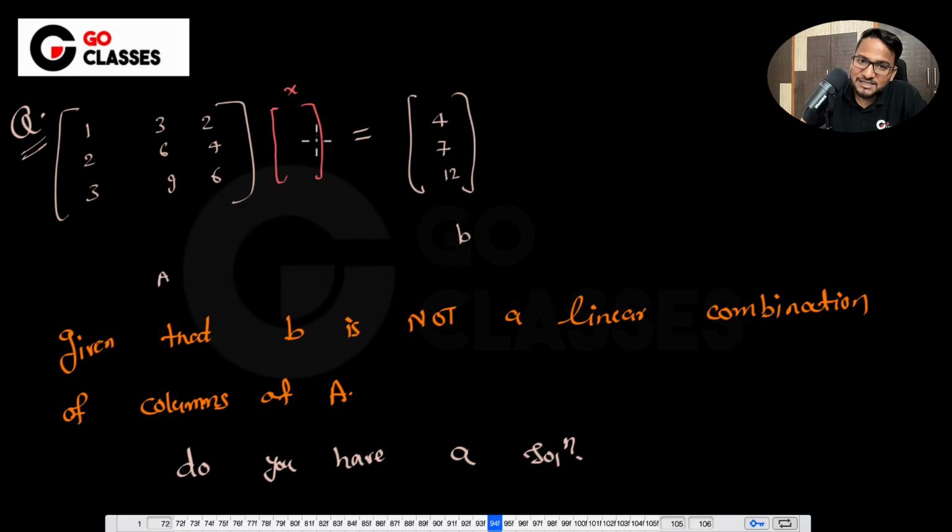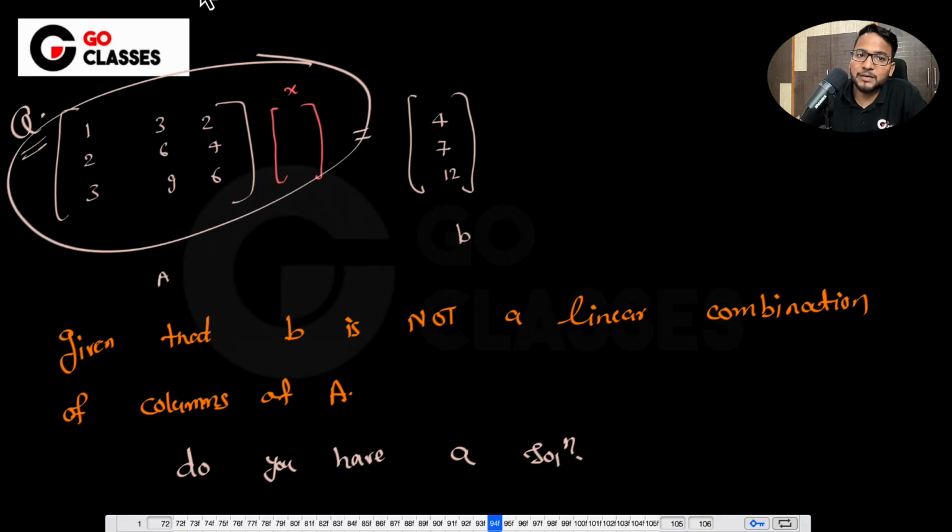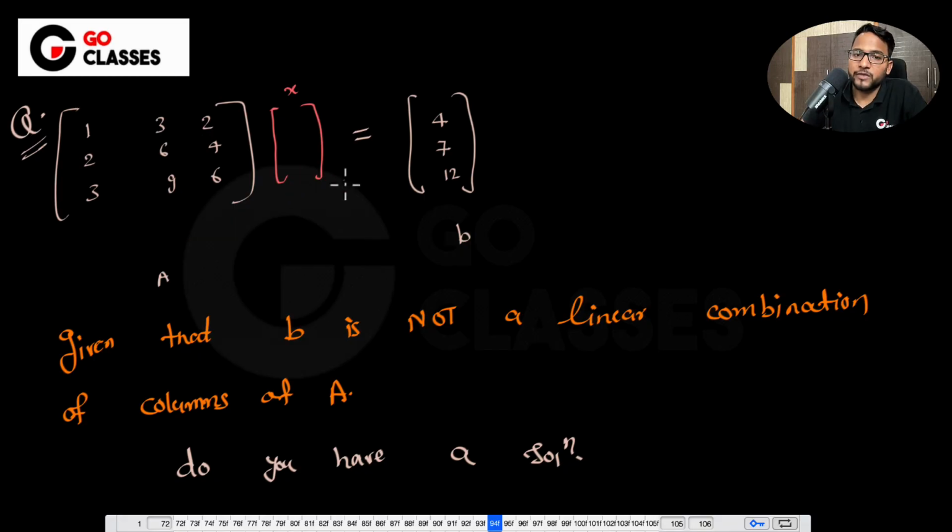Because if x exists, then it means if you multiply this A into x, then you will be getting a linear combination of columns of A. That's what we have been seeing until now, right? Whatever x exists, if you multiply this Ax, it will be a linear combination of columns of A. Whatever you get as Ax will just be linearly dependent on columns of A. But on the right hand side, you have something which is actually from another planet.